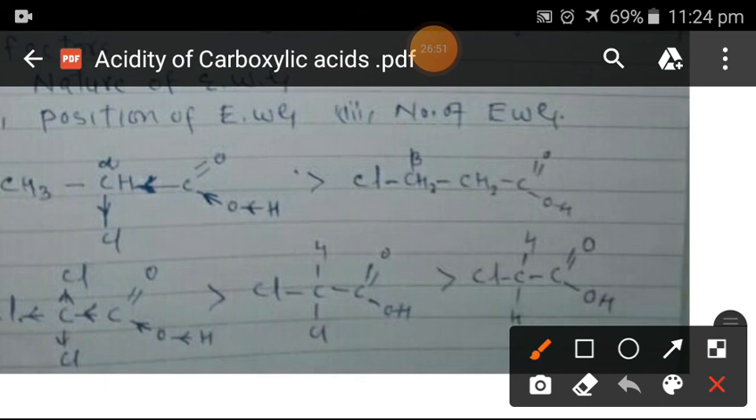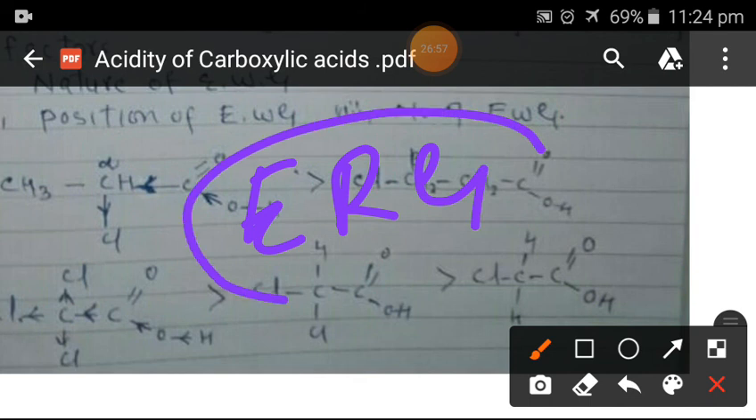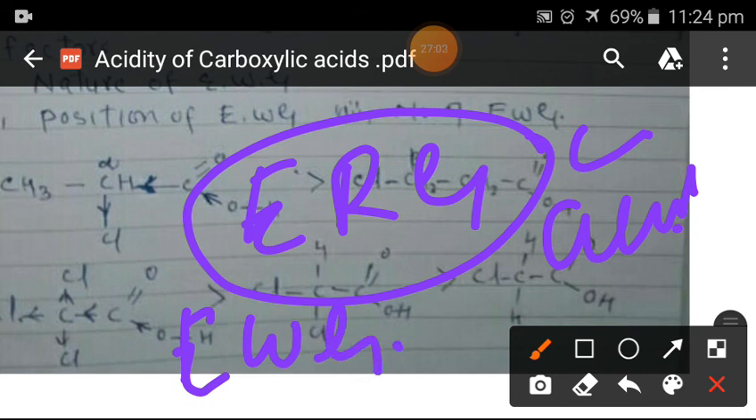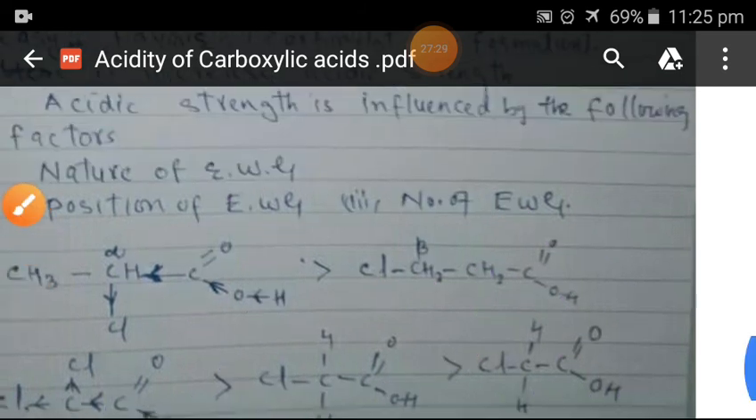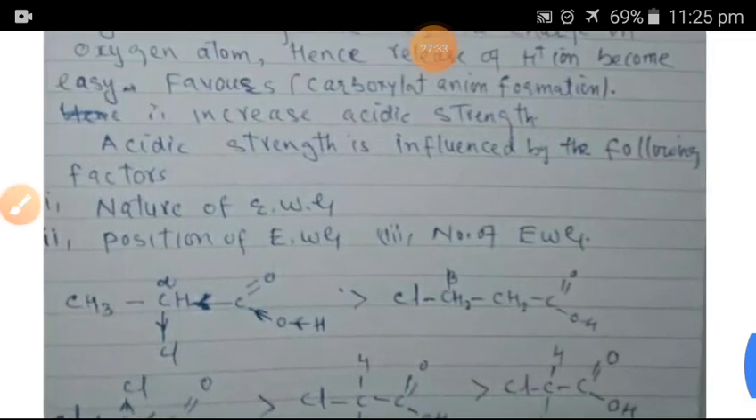So in short, we may conclude here that electron releasing groups tend to decrease the acidic strength. Similarly, electron withdrawing groups tend to increase the acidic strength. Electron releasing groups tend to increase the negative charge on the carboxylic acid or carboxylate anion. Electron withdrawing groups will tend to decrease the electron density on the carboxylic acid or carboxylate anion. Clear? This is how the different nature of the substituent will affect its acidic property. Hope you understand.